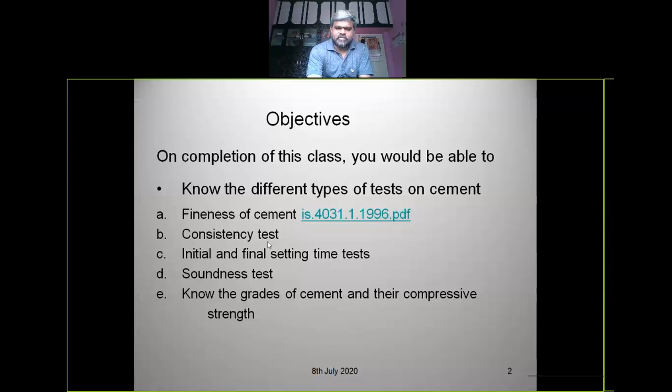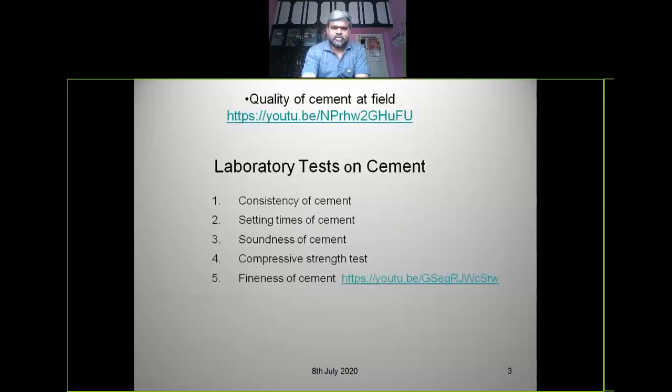Next, consistency of cement, also called the normal consistency of cement. This test should be called the heart of the cement. Yes, this test is very important. Based on this test only, we will do initial setting time, final setting time, and even compressive strength. The compressive strength test also depends on the normal consistency of cement.